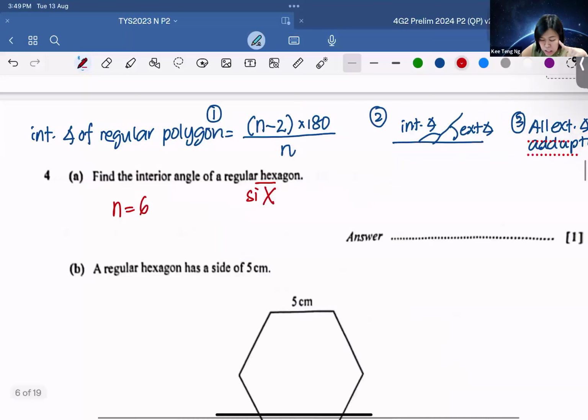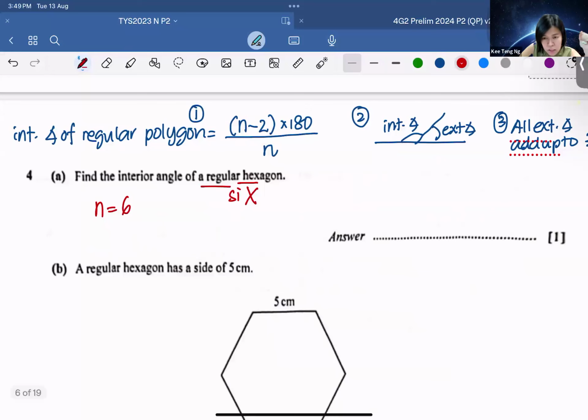But now n minus 2, I want to find the interior angle of a regular hexagon. They say regular, so every angle is the same. So I take 6 minus 2 times 180 divided by 6. This one will give you the angle 120 degrees. So my interior angle is 120 degrees. Okay, yes, nonagon, then decagon, correct.